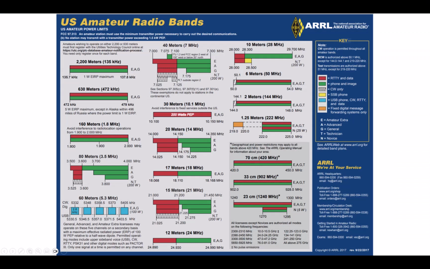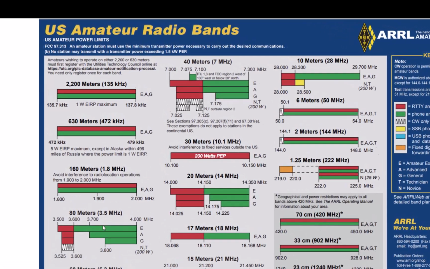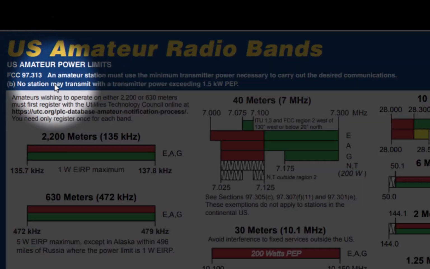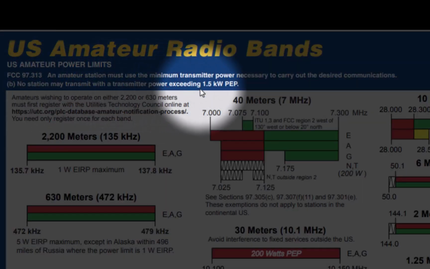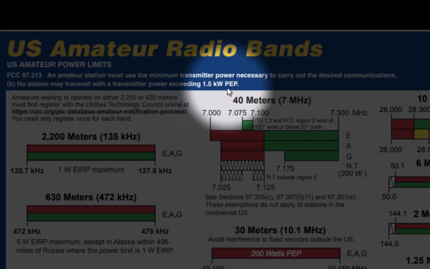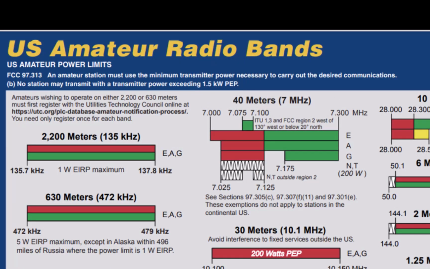So let me show this chart, the U.S. Amateur Radio Bands chart. I've told you about it in a previous podcast, and this has the answers to the power levels for several of the questions in this section. Notice it says, no station may transmit with a transmitter power exceeding 1.5 kilowatts PEP. The maximum power limit of any amateur radio station is 1.5 kilowatts, 1500 watts, peak envelope power. Now, some bands and some sections have less than that, but that is the maximum. If it's not specified on a particular band, that's the maximum.